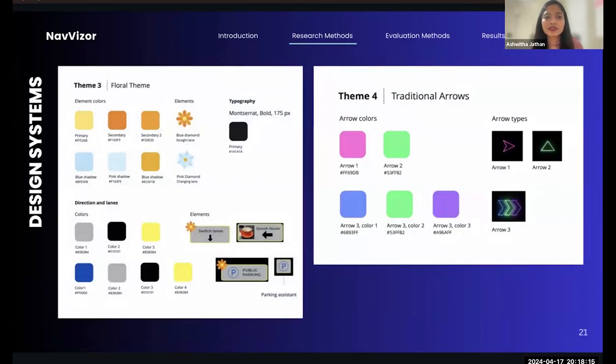And here's the design system for the floral theme and the traditional arrows. You'll see how we use these elements in the prototype video in the next upcoming section.